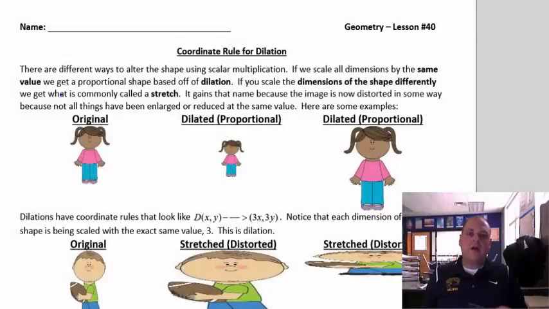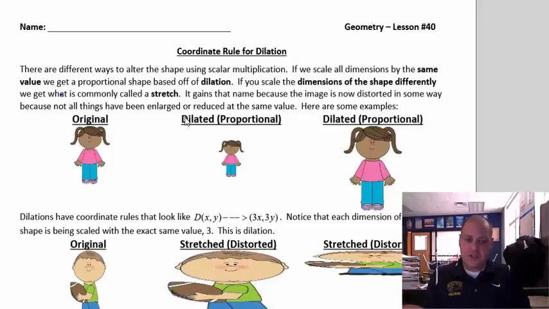Okay, now we are going to move into dilations. Now we did translations, rotations, reflections. Those are our rigid motions that keep congruence. If we have a triangle and we do a reflection, a rotation, or a translation, the image is going to be congruent to the original. However, with dilations, we know that's not going to be the case.